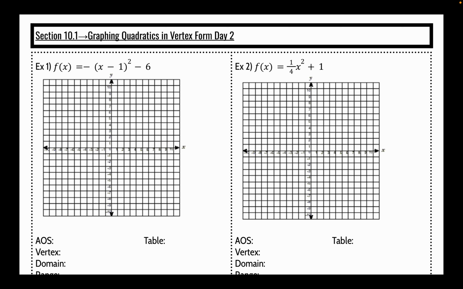Okay, this is 10.1 graphing quadratics in vertex form day 2. So number 1, we have the equation f of x equals negative (x minus 1) squared minus 6. In this equation, some things you need to note are that the 1 and the negative 6, that is your vertex.